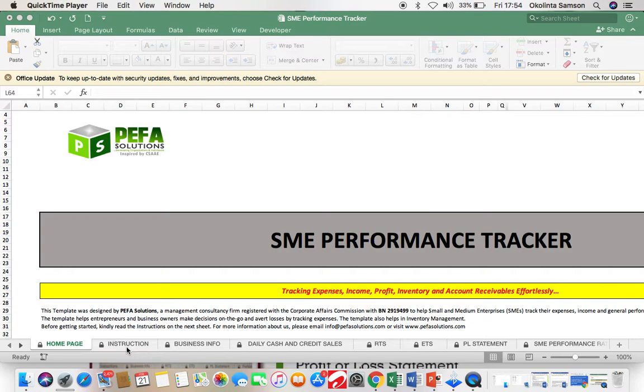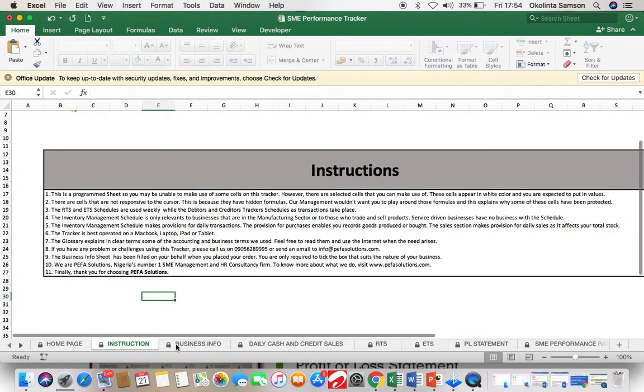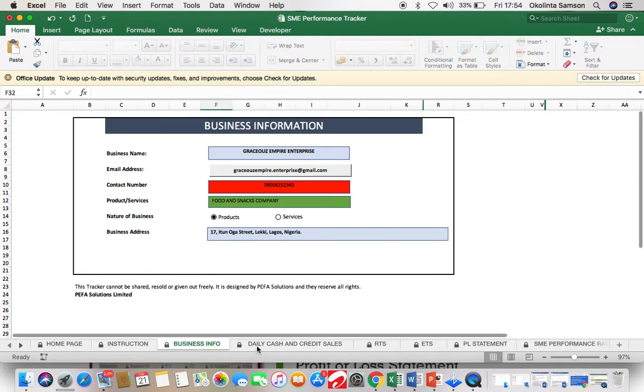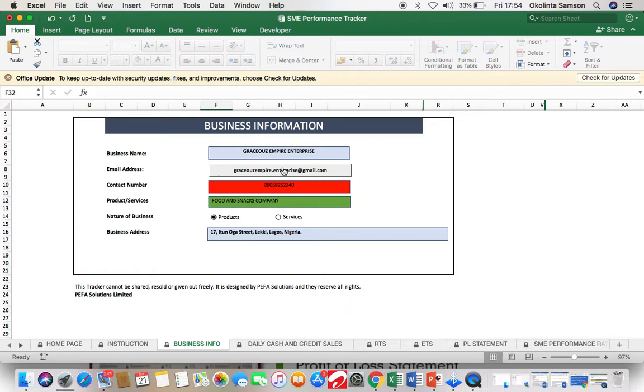So this is just the instruction that you need to follow. This is the business info, where you get to write your details, and choose if you're a product based business or a service based business, and all of that. So let's just go with this.